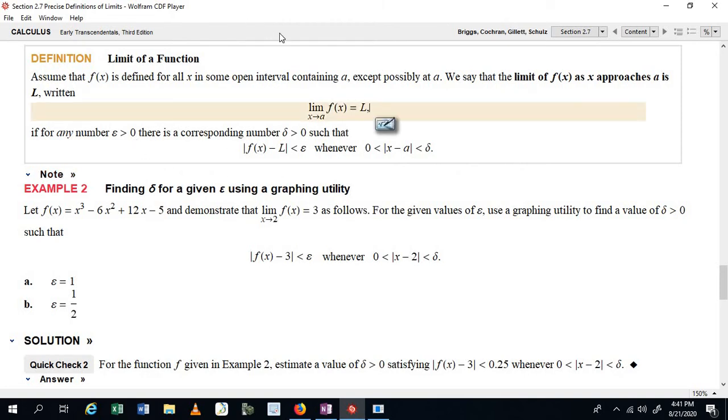Okay, so what do we mean? What's the definition of the limit of f of x as x approaches a equaling L? What do we mean by that? We mean for any number epsilon greater than 0, there's a corresponding number delta greater than 0, such that the distance between f and L is less than epsilon whenever the distance between x and a is less than delta. I think that's the best interpretation of these inequalities.